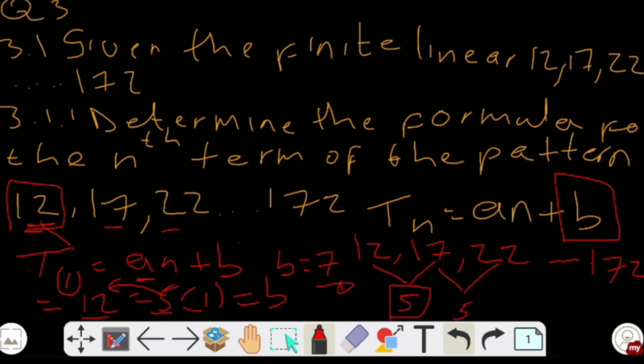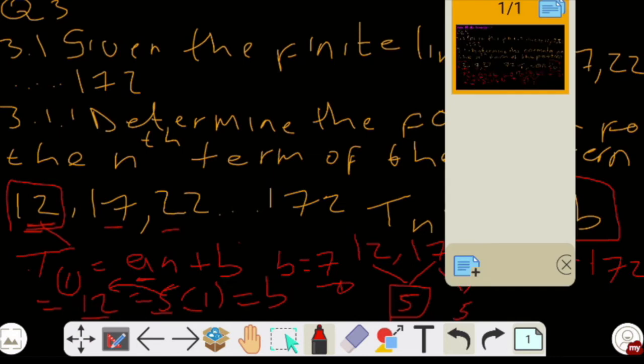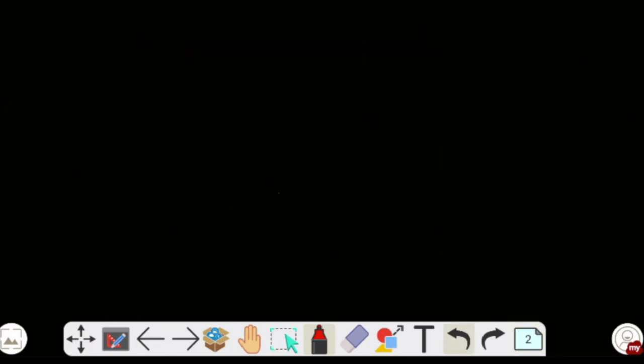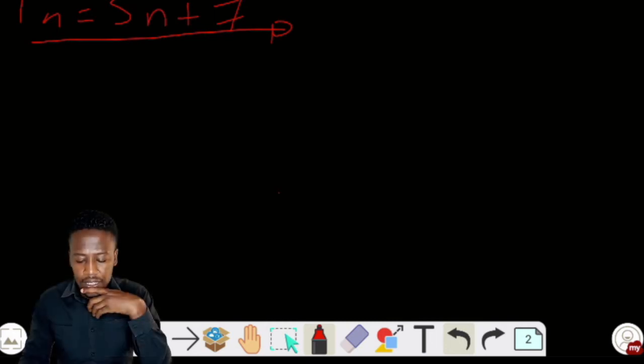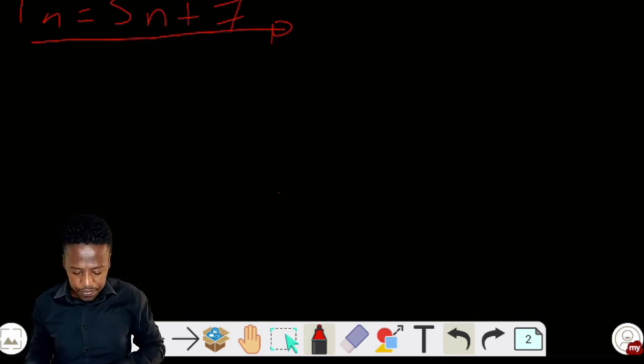Now determining the formula, since you have found the value for B, will be Tn equals, remember your A is equal to 5, 5n plus, we just found B to be 7. So that would be your formula for the nth term of the pattern. I hope that's clear to you guys. The first one was nice and easy.